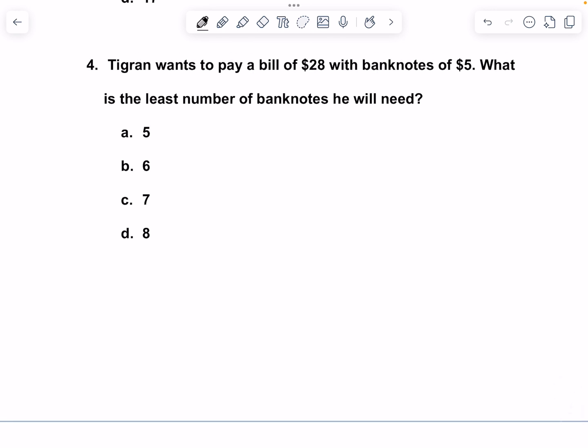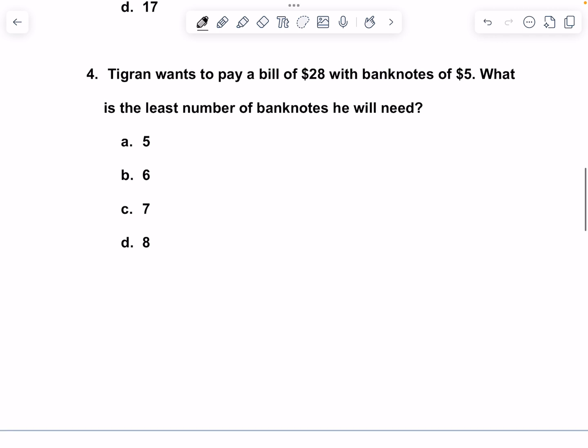Number 4 says Tyron wants to pay a bill of $20 with banknotes of $5. What is the least number of banknotes he'll need? So, if we're paying a bill, we obviously want to go equal to the bill or greater than the bill. So this means that it would be greater than. So we would use this sign. So greater than 20. Banknotes are $5 each, so it'll be 5x. So 5x is greater than 20.